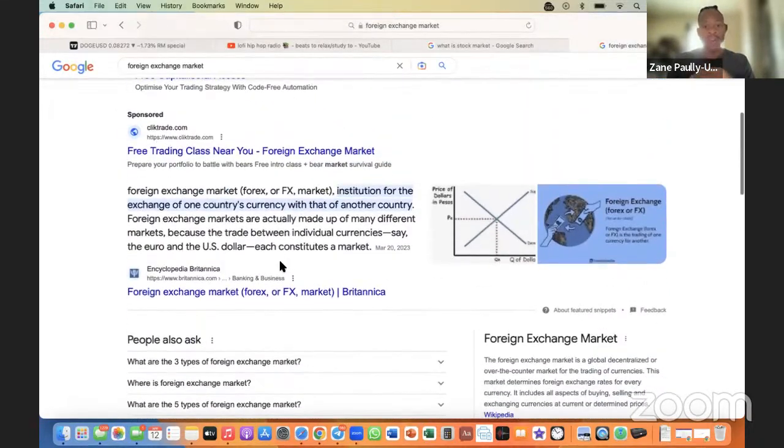Boom. Foreign exchange market. In brackets, we have the FOREX or FX market, okay? An institution for the exchange of one country's currency with that of another country. I'm going to say this again, okay? An institution for an exchange of one country's currency with that of another country's.